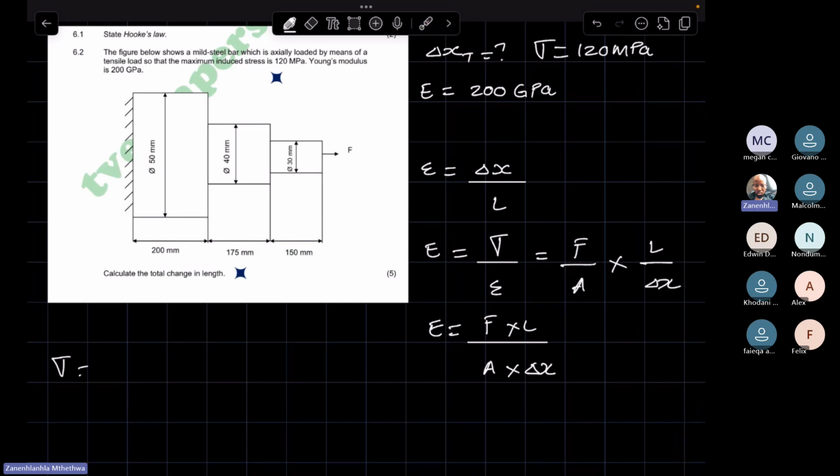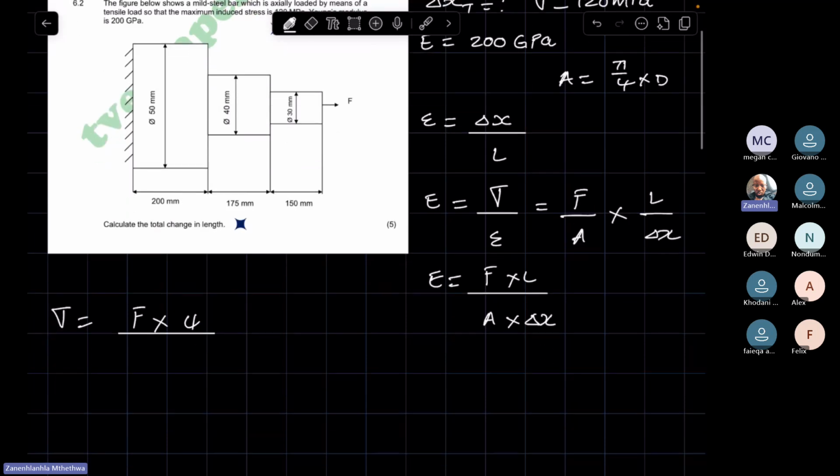Direct stress is equal to force over area. So this will be force. Now we've been given the diameter of each section, which means that each of the sections is circular in shape. Hence the cross-sectional area will be that for a circle, so the area will be pi over 4 times the diameter squared. Bearing that in mind, you are going to have force times 4 divided by pi times d squared.